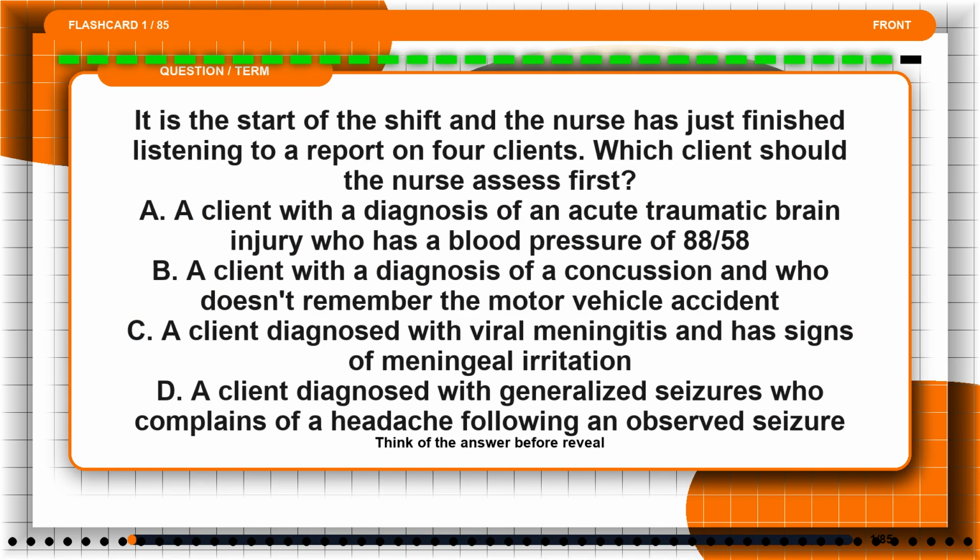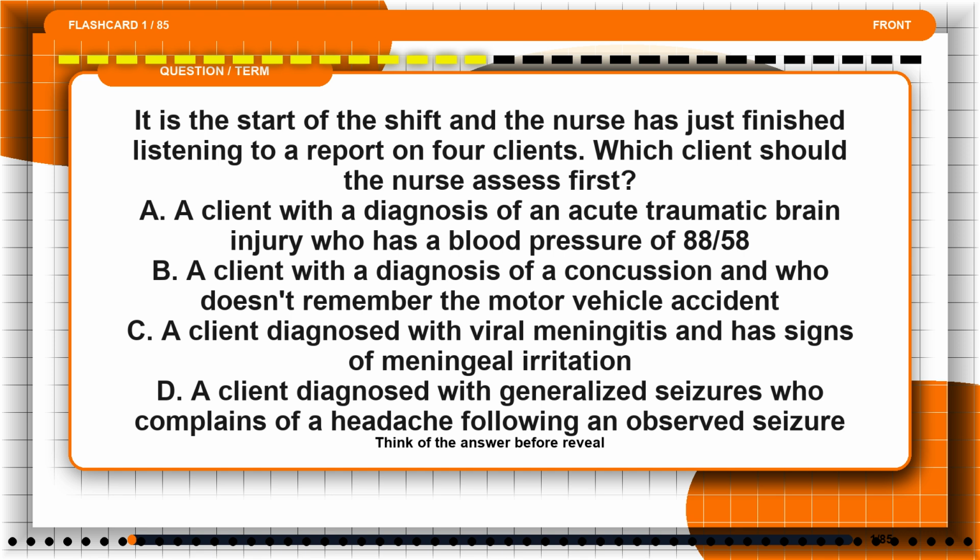Flashcard 1. It is the start of the shift, and the nurse has just finished listening to a report on 4 clients. Which client should the nurse assess first? A. A client with a diagnosis of an acute traumatic brain injury who has a blood pressure of 88/58.